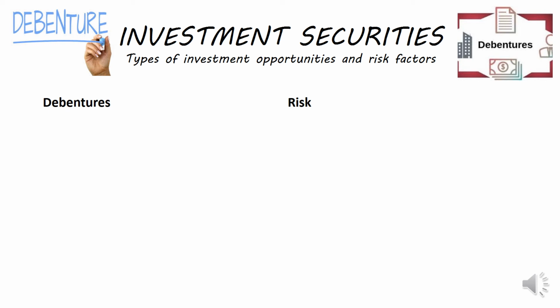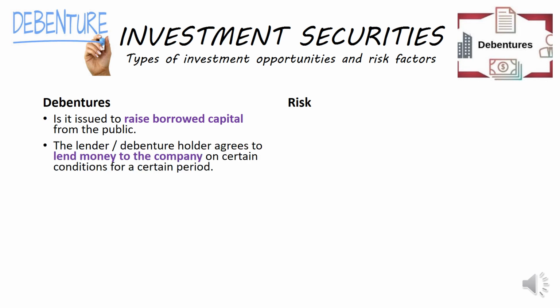Right, the next investment opportunity is debentures. Debentures is a document, an investment instrument, that is issued by businesses to raise borrowed capital from the public. So in a business, instead of borrowing money from the bank, they can issue debentures to members of the public, which means then that they are borrowing money from members of the public. The lender, or the debenture holder, the member of the public, agrees to lend money to the company on certain conditions for a certain period of time.